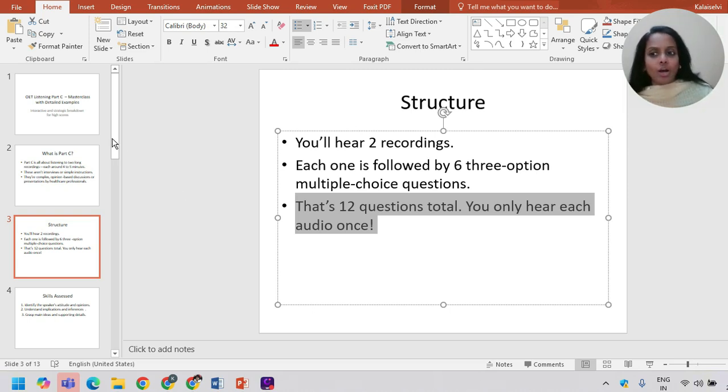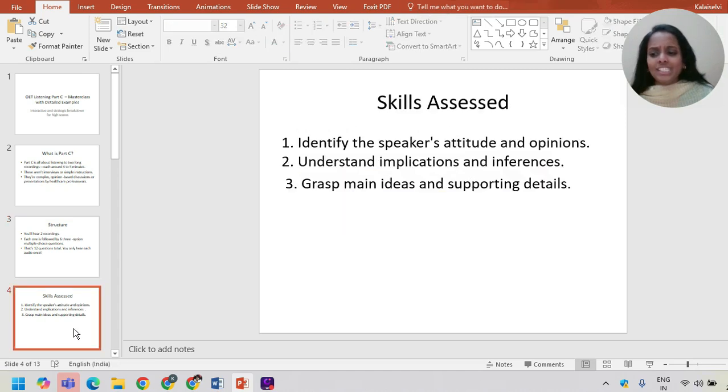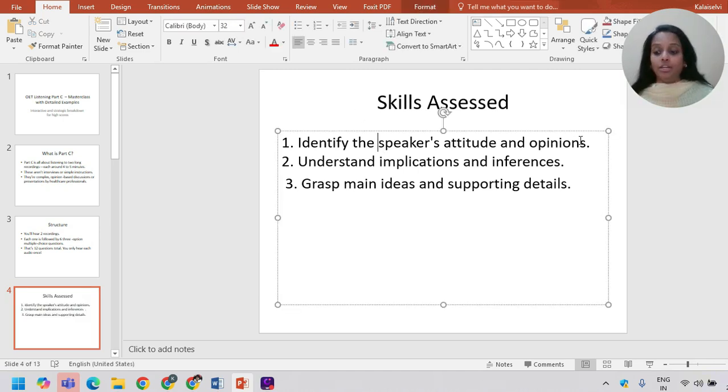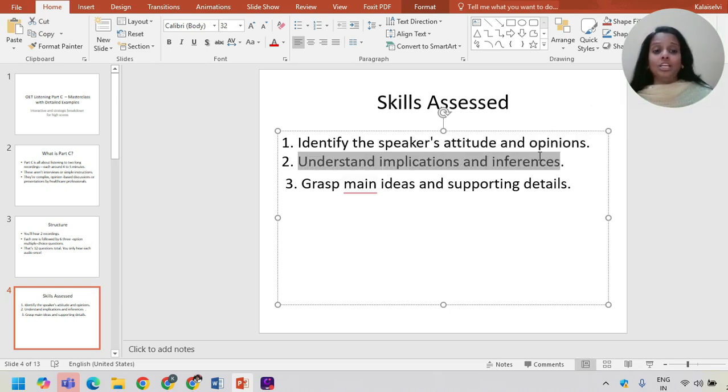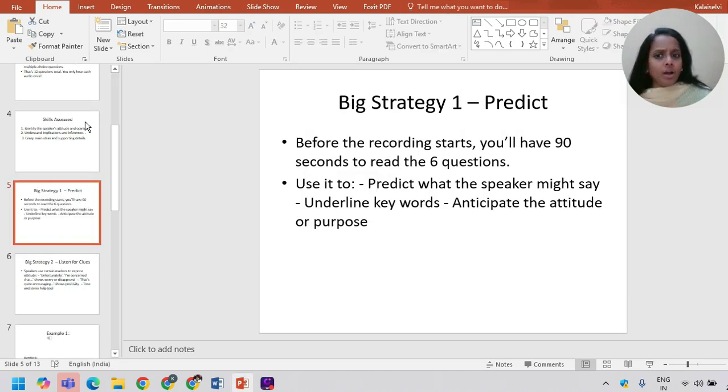Got it? Now, what are the important skills assessed here? The main component is to identify the speaker's attitude and opinions. That plays a major part here. Then you need to understand the implications and inferences. And finally, a very important thing, try to grasp the main ideas and the supporting details. Now let's talk about the strategy.